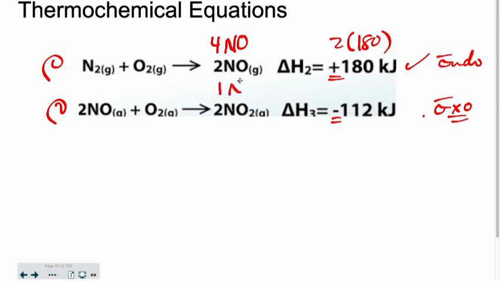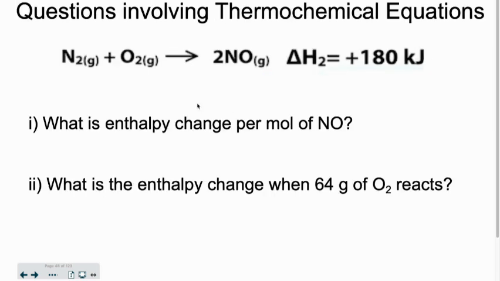What if I only wanted to make 1 mole of it? Well, it would tell me that I would need 90 kilojoules of that. Same thing with question number 2. Now, here you could be asked some questions. So here are some examples of questions that you could be asked.